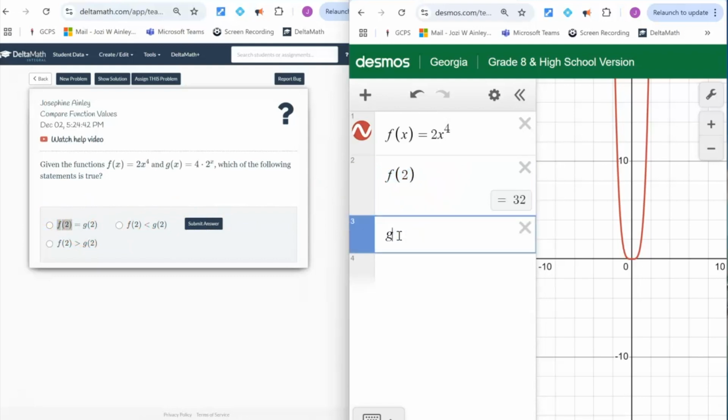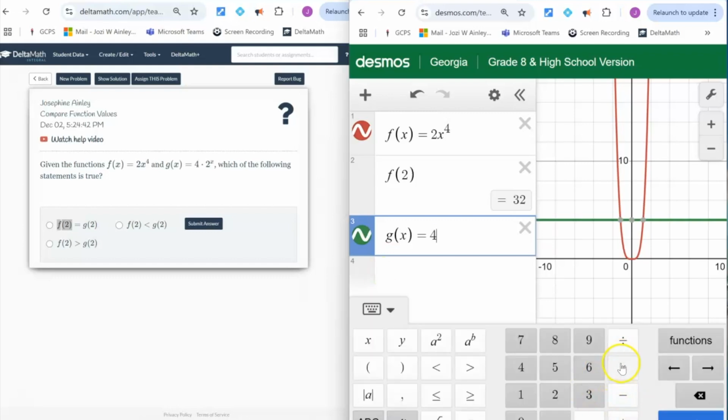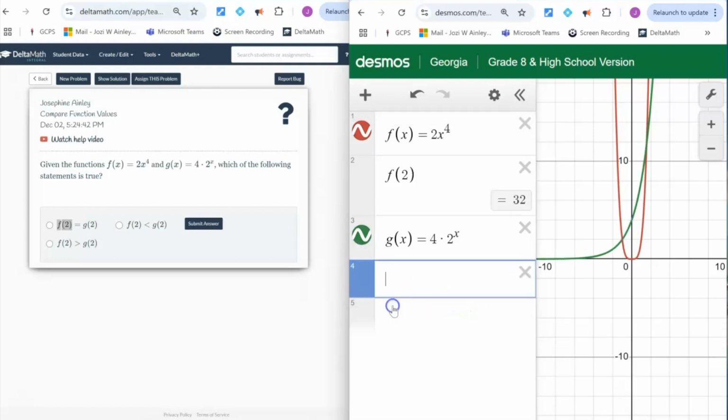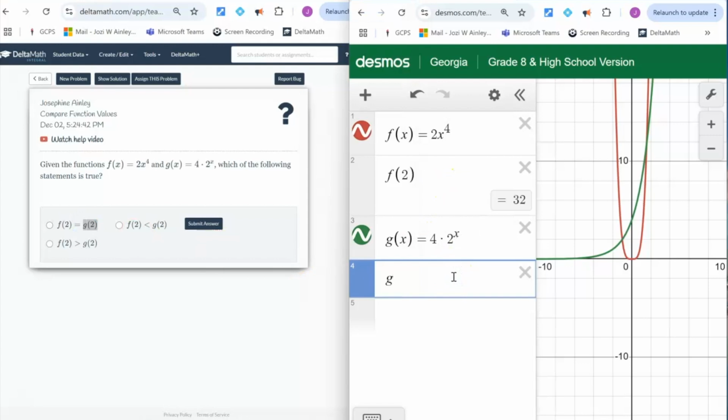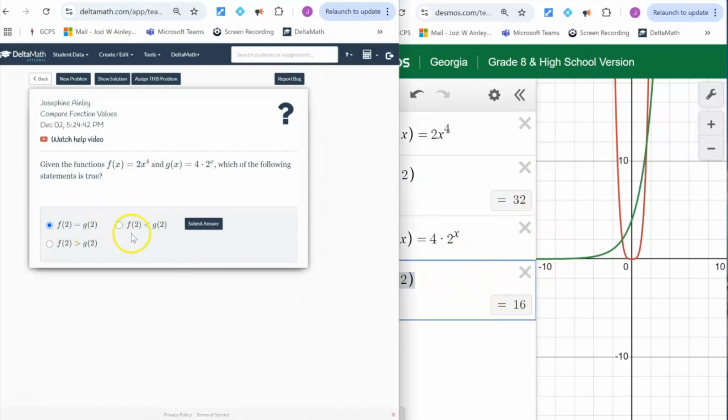So I need to type in my function for g of x. So I'm telling the calculator, hey, g of x is 4, and it looks like that's a multiplication times 2 raised to the power, and if you use this, it'll put a 2 up there, but if you use this, it'll let you put whatever you want to the power of x. So there's my g of x. Now I want to find out, well, what is g of 2 so I can see if they're equal. So I go g of 2, calculator. So is f of 2, right, equal to g of 2? Is 32 equal to 16? No, it's not. So this is not the first answer. Is f of 2 less than g of 2?